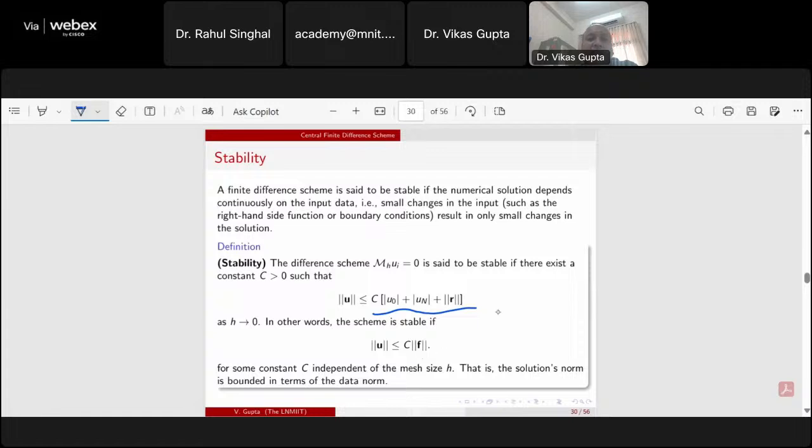So that condition comes from the corresponding system of linear equations A u equal to f. So if A is non-singular and A inverse exists and A inverse is bounded by some positive constant C, then you can say that your scheme is stable and you will get this condition. And here this constant C should be independent of the mesh size. It should not depend upon the mesh size.